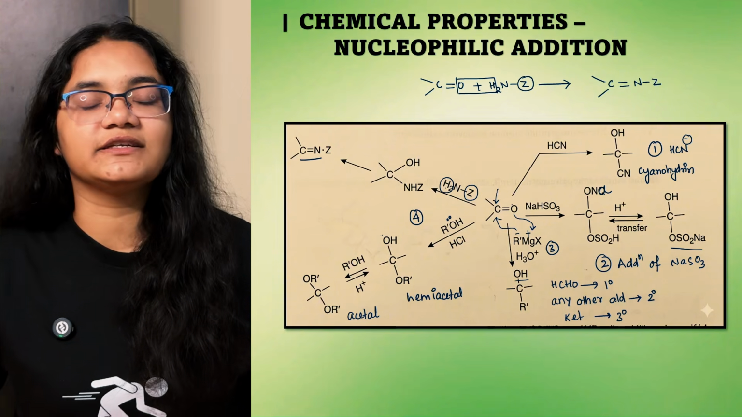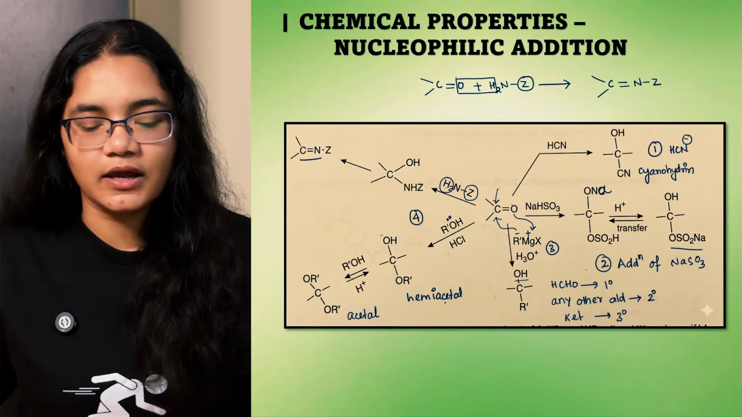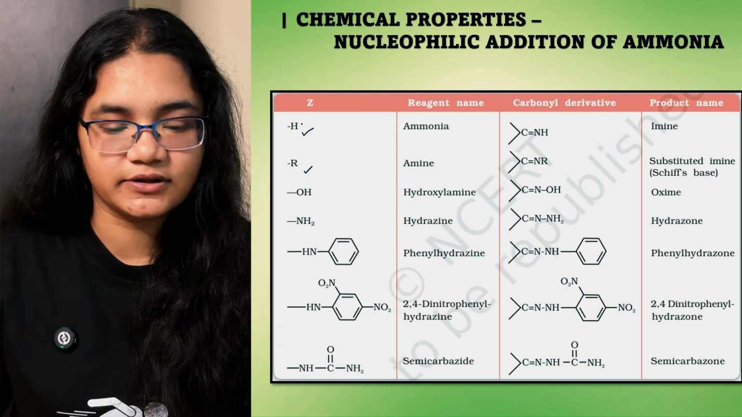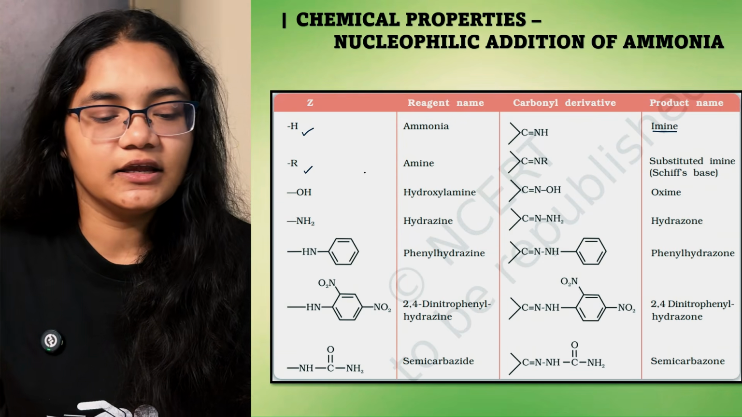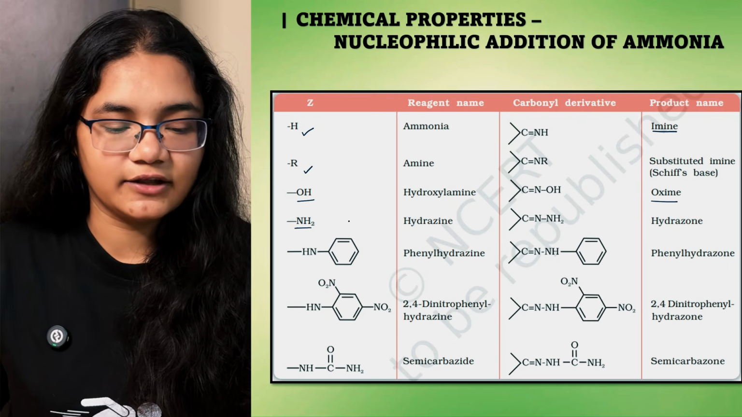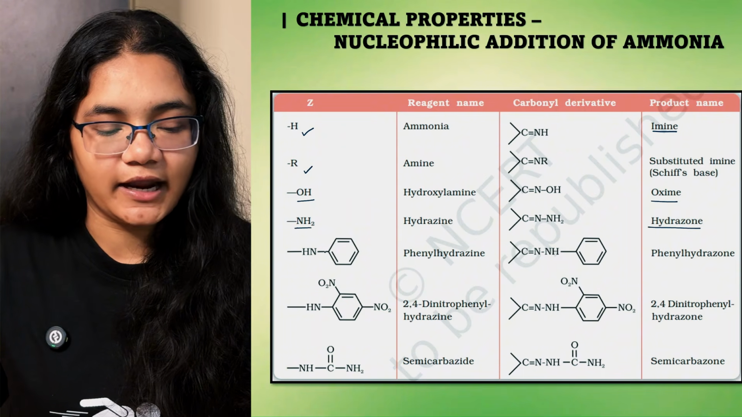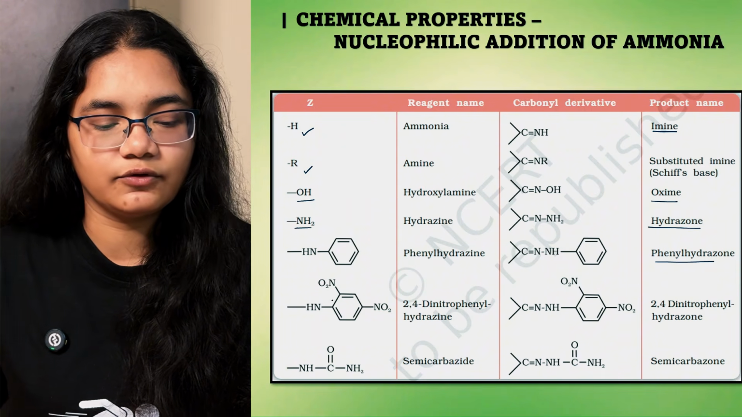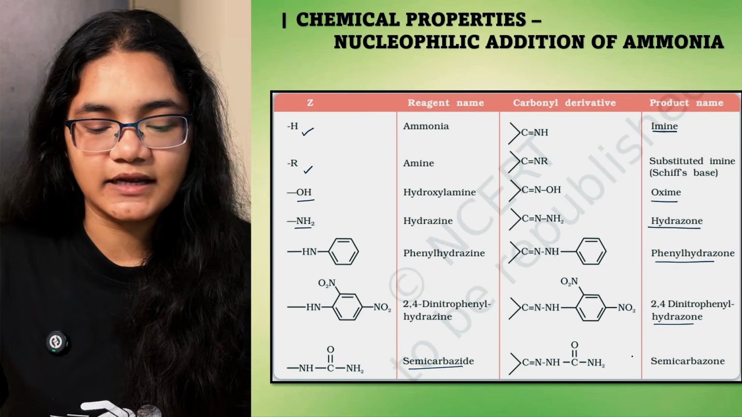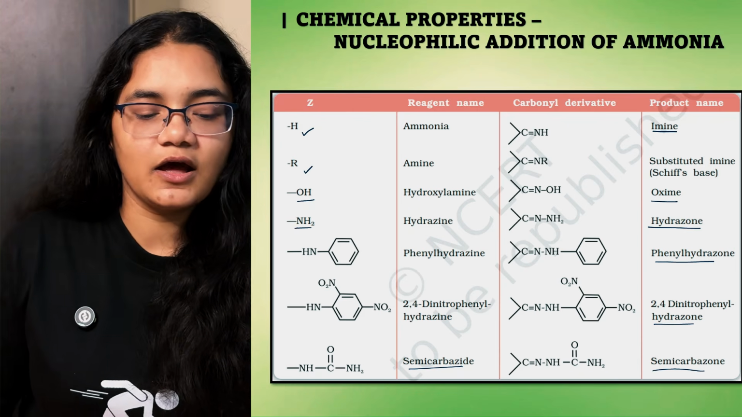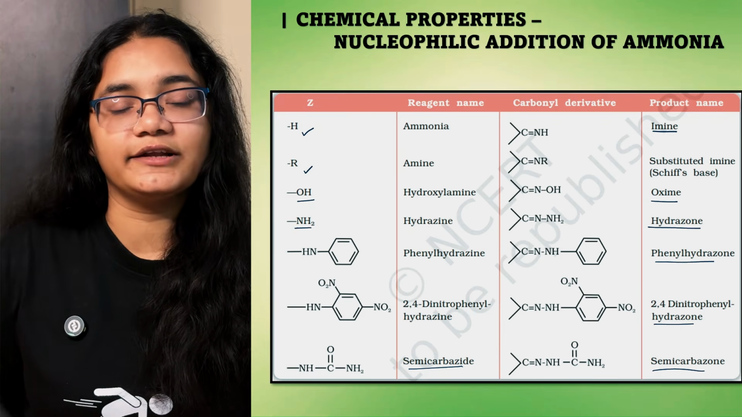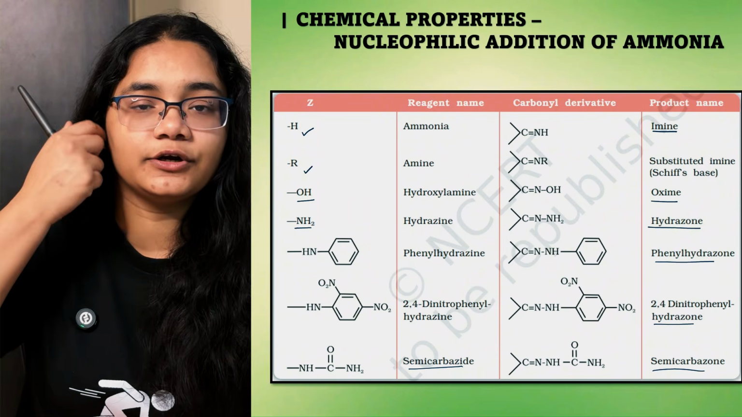Now based on different Z values, we have many additions of ammonia derivatives, which we will see now. If Z is H, then it is ammonia and the product formed is imine. If Z is R, then it is substituted imine. If Z is OH, then it is oxime. If you have NH2, then it is hydrazone. If it is NH with a phenyl group, then it is phenylhydrazone. If you have 2,4-NO2 groups, then it is 2,4-dinitrophenylhydrazone. Then here it is semicarbazide, and this is semicarbazone. Based on different Z values, you can have different derivatives of ammonia. So this is all about nucleophilic addition to aldehydes.